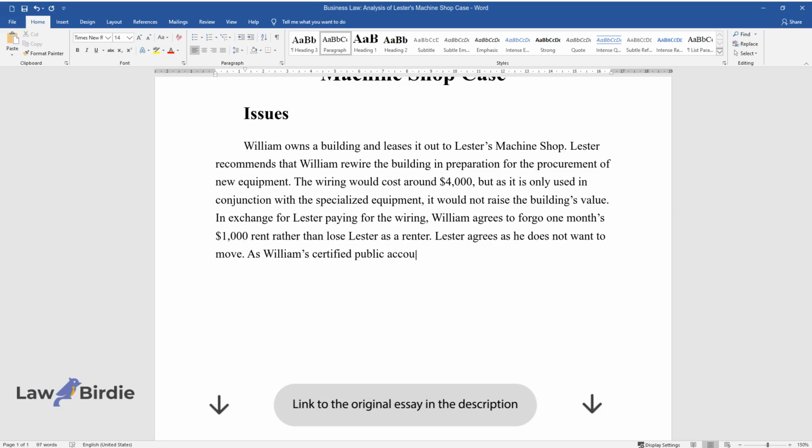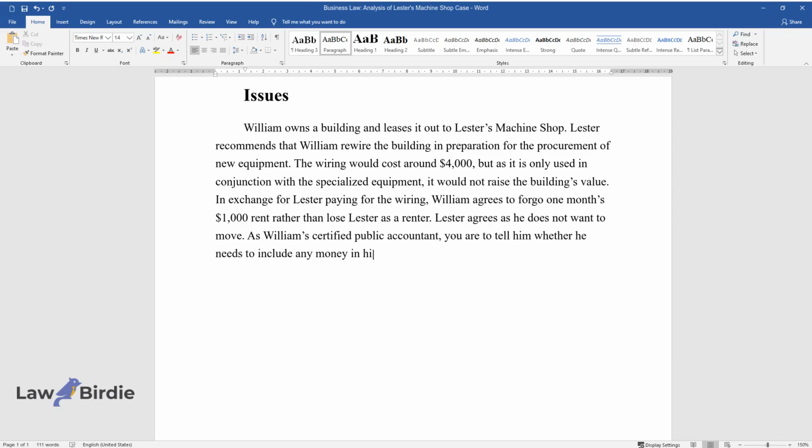As William's certified public accountant, you are to tell him whether he needs to include any money in his gross income.